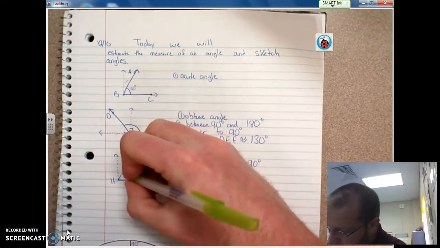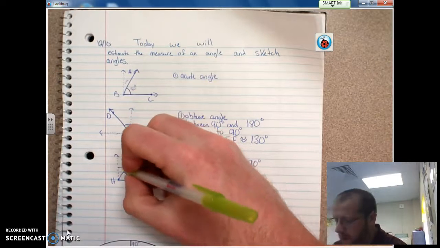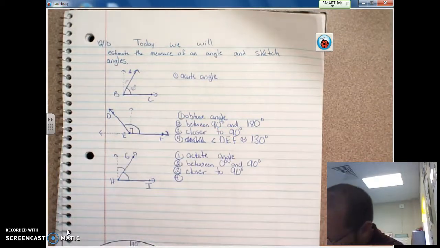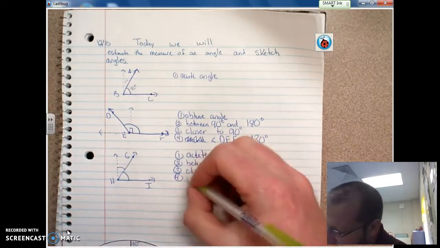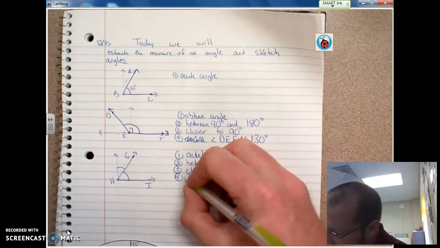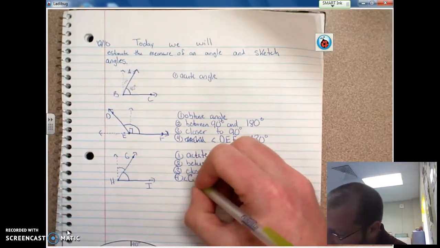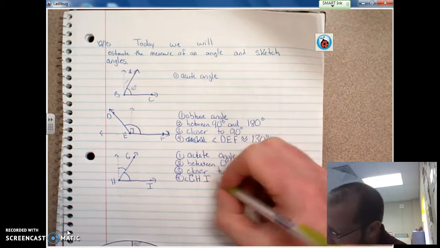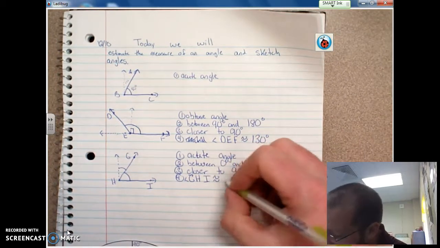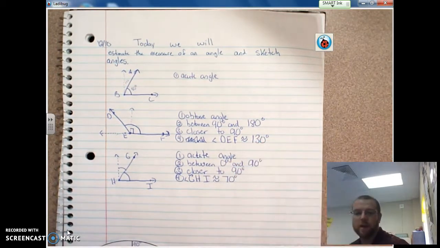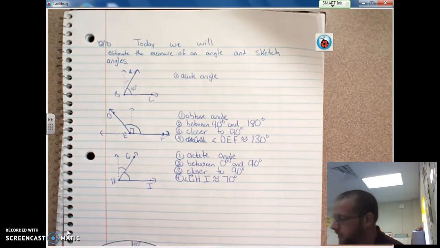So I would say this angle is probably about 70 degrees. So angle GHI is about 70 degrees. That would be my best estimate or my best guess at what this is.